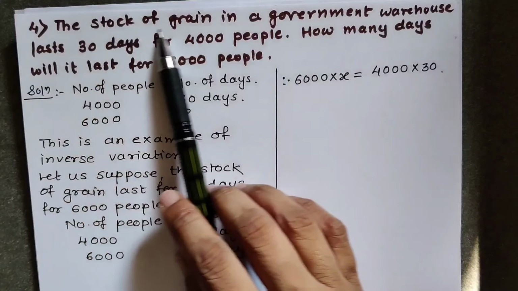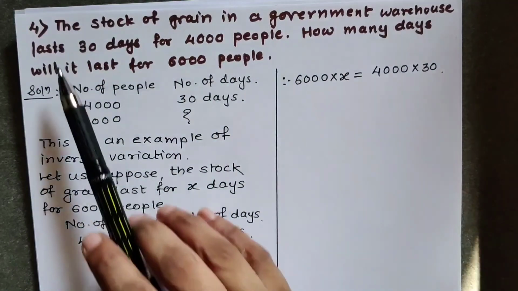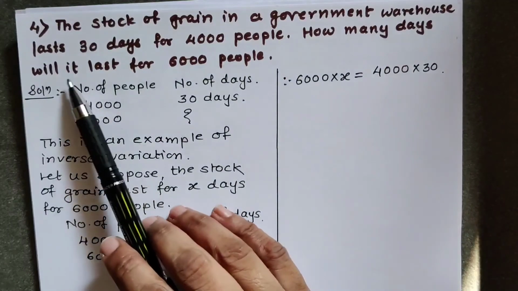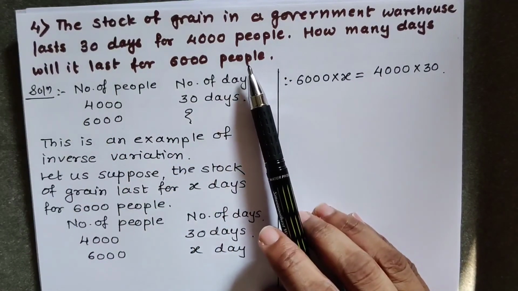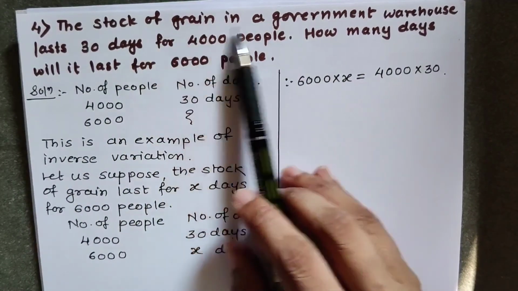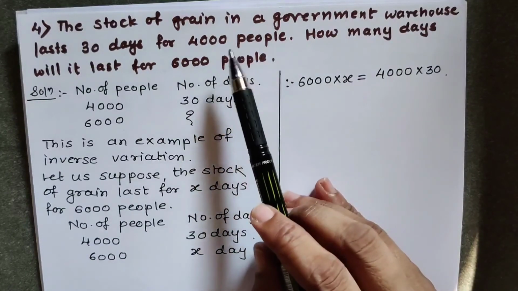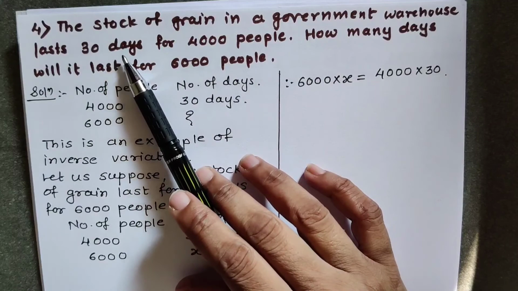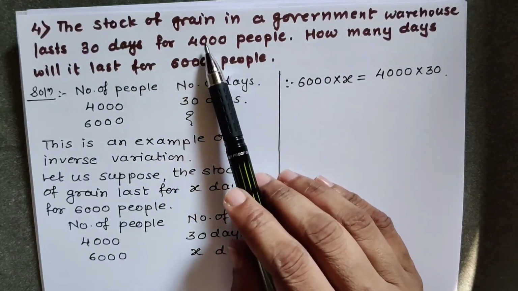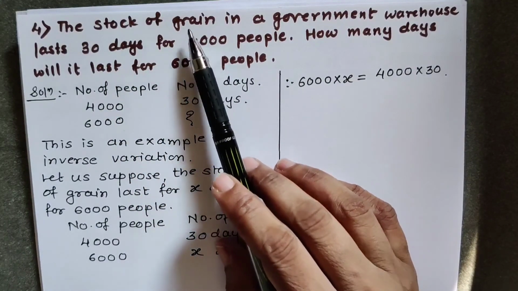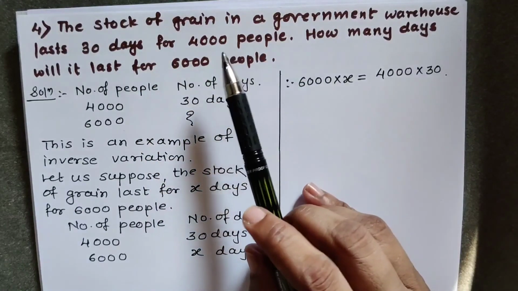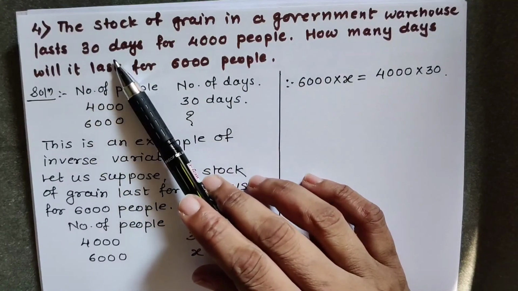Question number 5. The stock of grain in government warehouse lasts 30 days for 4,000 people. How many days will it last for 6,000 people? Now see, there is stock of grain in government warehouse, and for 4,000 people it lasts for 30 days. In 30 days the 4,000 people can eat the grain which is stocked in government warehouse. So for 4,000 people it lasts for 30 days.